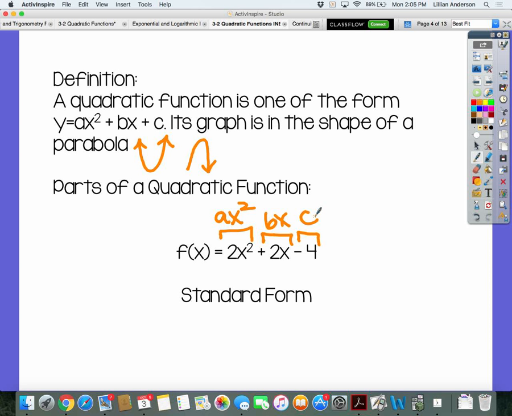That's the layout. Now, do you always need to have a bx term? No, but in order for it to be a quadratic, you definitely need to have an a, or else you're just dealing with something else. And this is known as standard form. When a, b, and c are all on the same side, this is known as standard form. There are different forms of quadratics. We won't harp on them just yet. That's for later on in the year. But this is the general makeup.